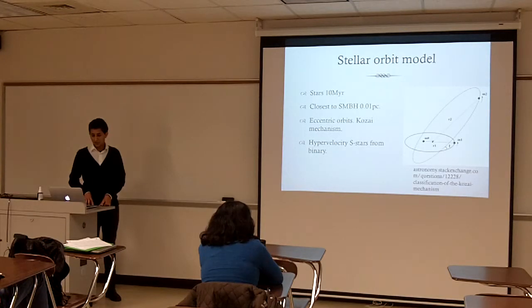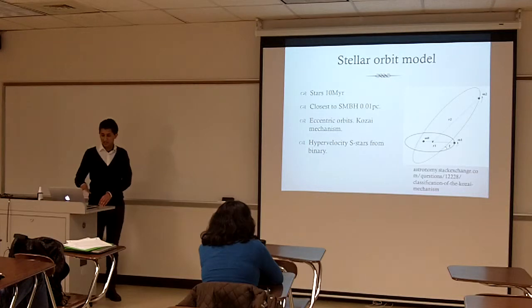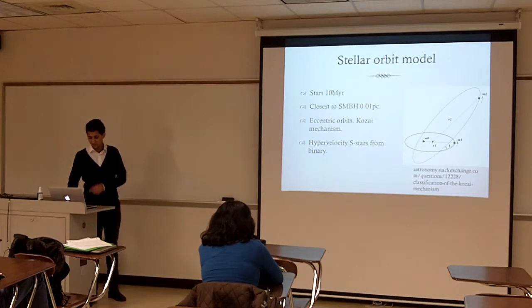So M1 is going to affect the gravity of the other star, which they call the Kozai mechanism. If the first star is orbiting the black hole and the other star is orbiting farther out from the first star, the gravity affects the first star more than the second one.